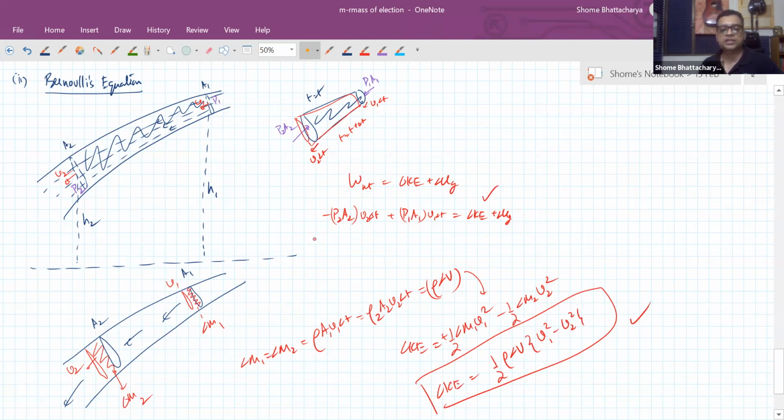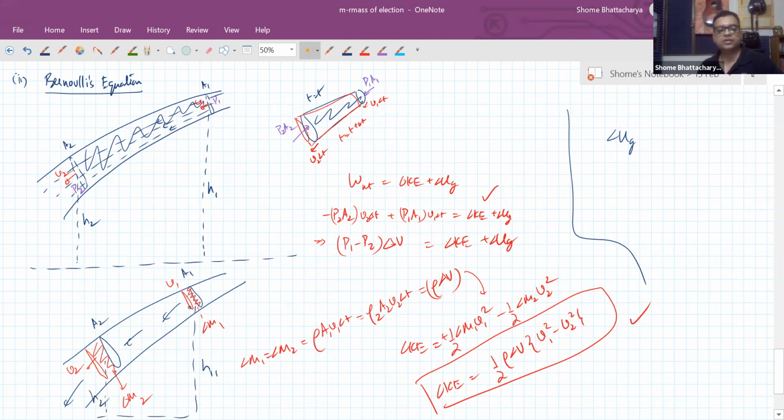This term also we can write as P1 minus P2 into delta V over here, because again A1 v1 delta t is equal to A2 v2 delta t, which is the change in volume delta V, the amount of volume which is flowing. So this should be equal to the change in kinetic energy plus the change in gravitational potential energy. Now, the change in gravitational potential energy will be the potential energy of this section, which is at a height of h1, minus the potential energy of this section, because this section has got added to our system, this section has got subtracted.